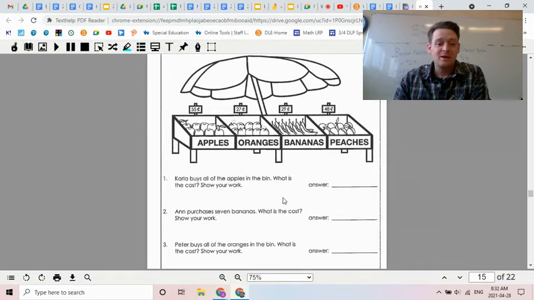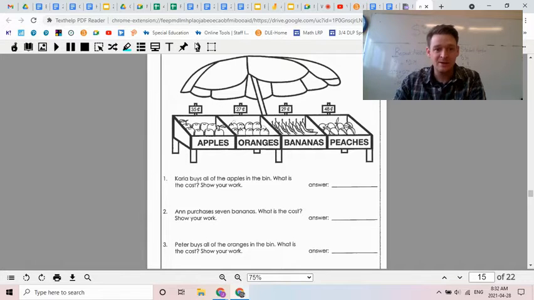For the fruit stand page, these are the fruits that we're working with. These are the prices. So Carla buys all of the apples in the bin. What is the cost? Show your work. So apples are 35 cents each. And 1, 2, 3, 4, 5, 6, 7, 8.